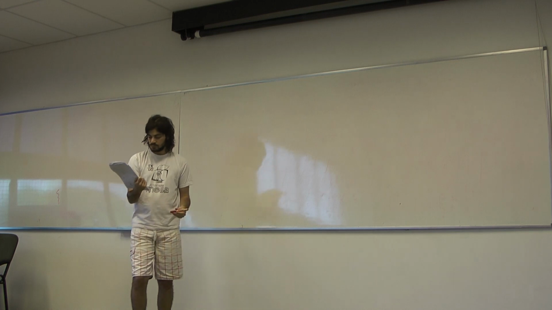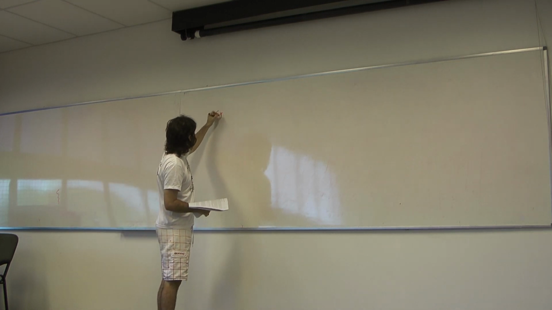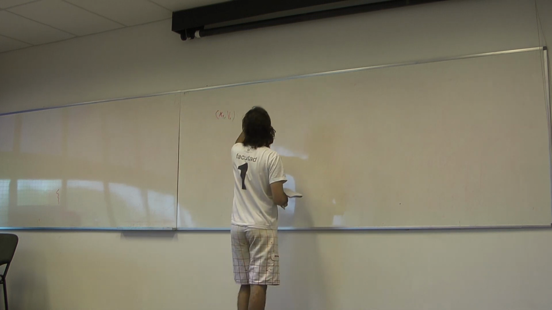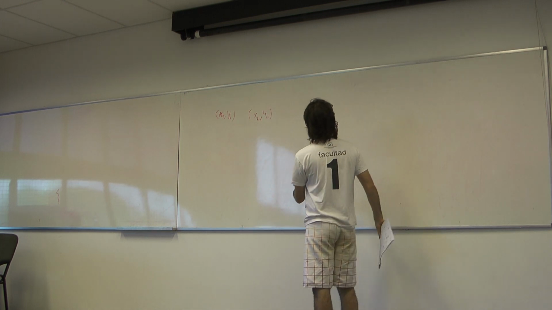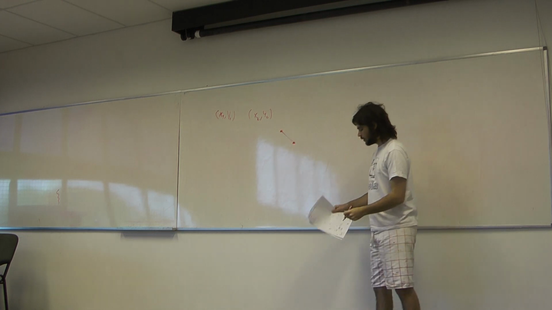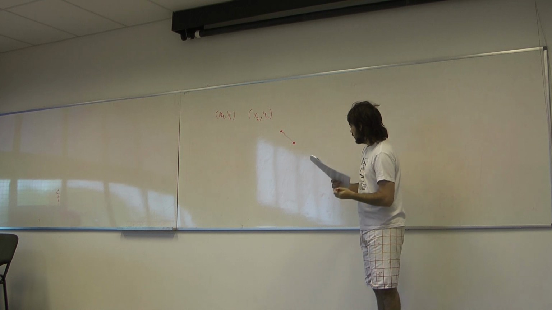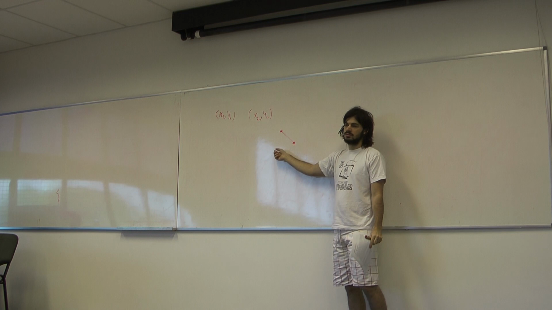So for this problem, we are given 2 points, x1, y1, and x2, y2, that form a segment. That represents a segment. And we are asked to find a segment that is perpendicular to this one, right?